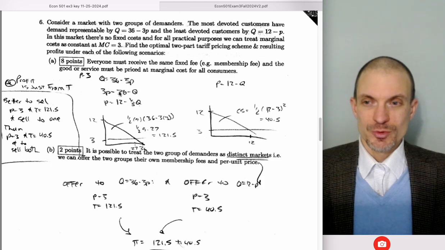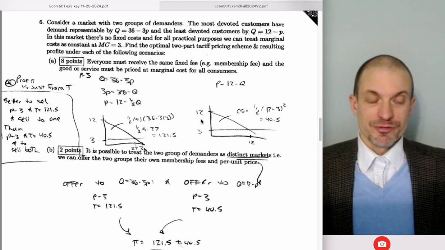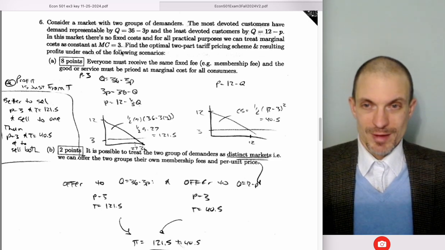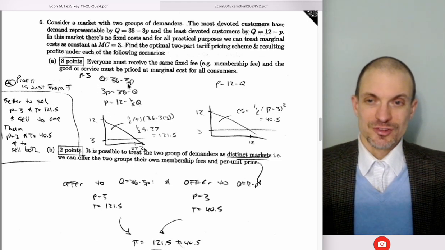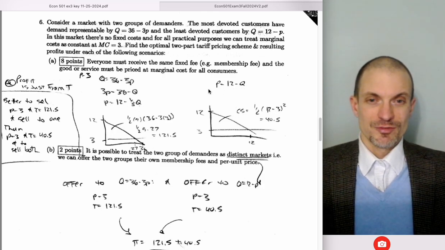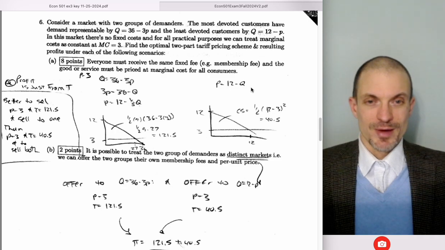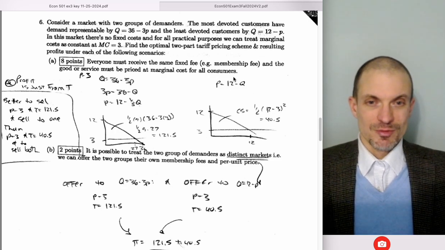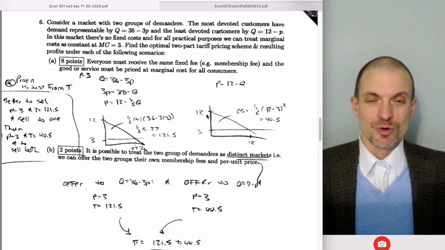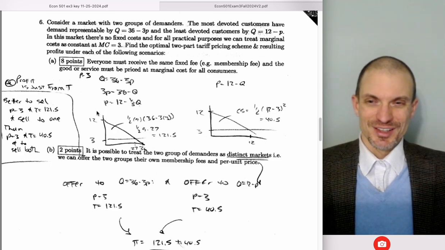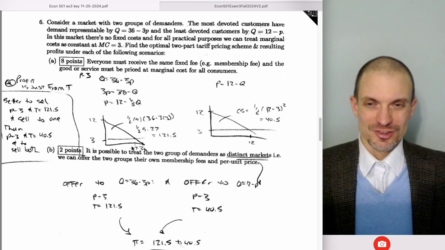All right, so firstly, what we've got to do is make our graph for both of the demands so we can visualize what's going on. So this is my graph for my most devoted demanders. If demand is Q equals 36 minus 3P, inverse demand is going to be P equals 12 minus 1/3 Q. And my least devoted demanders is going to be P equals 12 minus Q, because demand was Q equals 12 minus P. Remember, Q in terms of P is demand, P in terms of Q is inverse demand, and they're both the same demand relationship. It's just that when we graph it, typically we put price on the vertical, quantity on the horizontal. I regret not labeling these here, but the vertical is price, the horizontal is quantity.